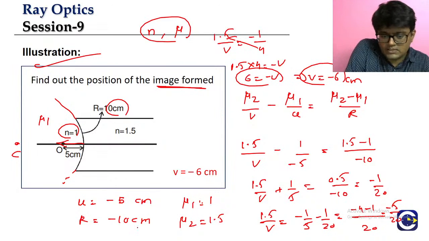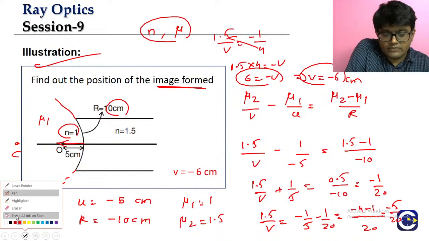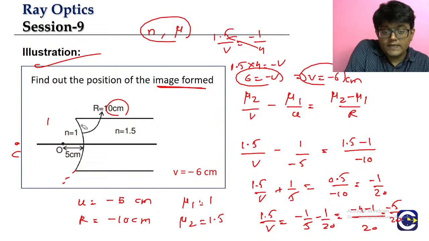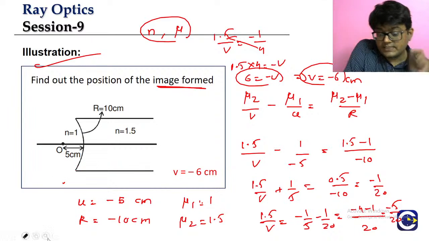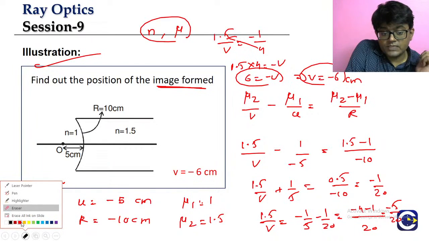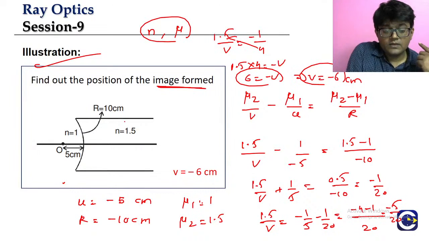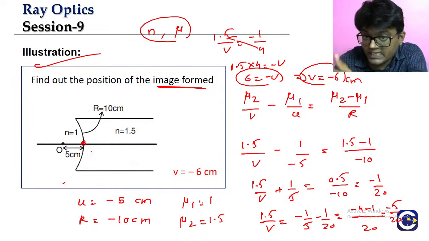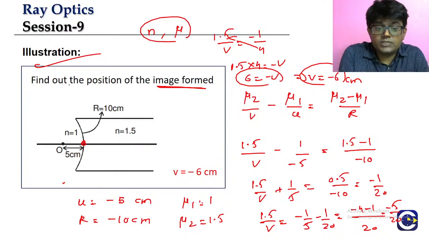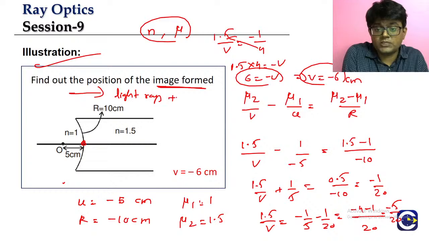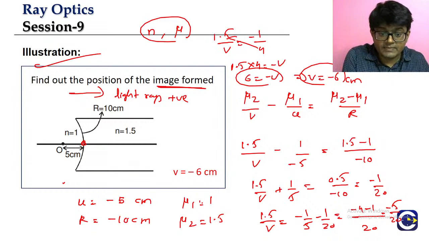Just look at the significance of it. V is coming as negative. It's coming as negative, which means where is the image formed? Distance measured negative means in which direction is it going to be taken? From that surface it has to be taken in the opposite direction. This is the direction of the original light rays, that is positive. Negative means we should measure opposite. So the object is 5 centimeter this side, and we should go 6 centimeter. This is where the image is formed.